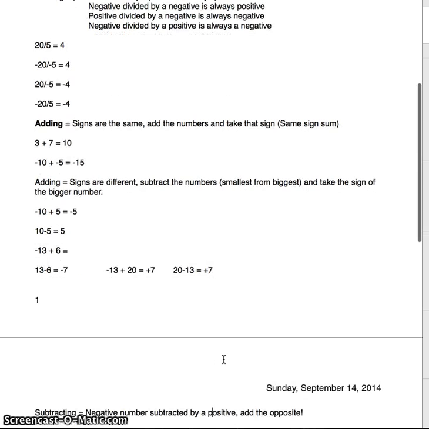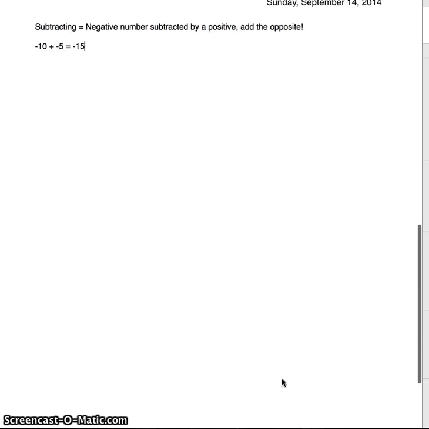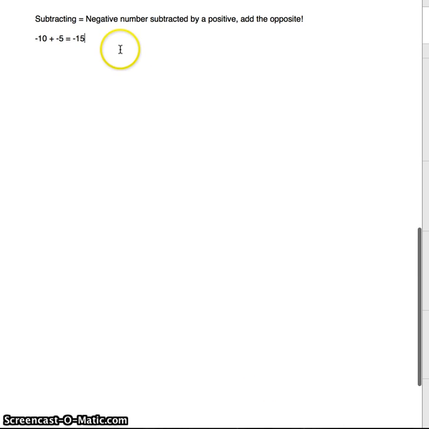All right, so now let's move on to subtraction. Basically when we're subtracting numbers, there's a few different things that can happen.